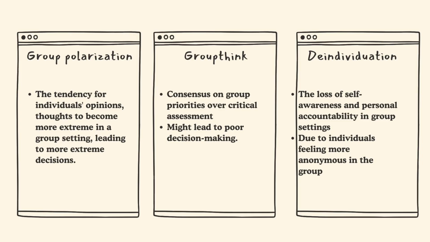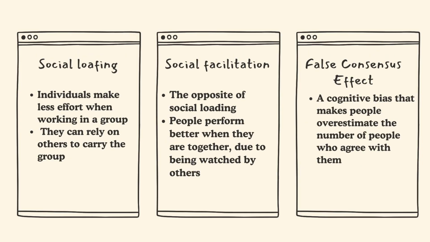Talking about anonymity, a thing that connects to it is social loafing. Social loafing is when individuals make less effort or don't even try when working in a group, because they can rely on others to carry the group. So basically, they just stop doing what they need to do. Social facilitation is the opposite of social loafing.